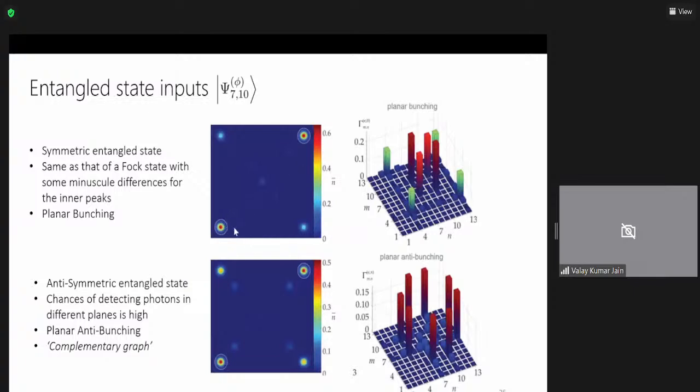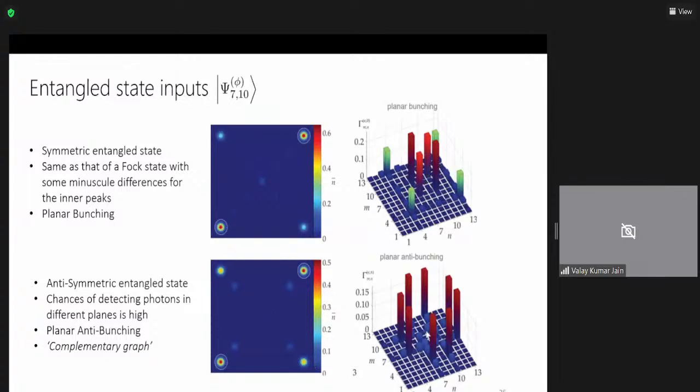And for anti-symmetric states, when I have anti-symmetry and insert them into this plane, they actually tend to go into the other plane. They want to jump into the other plane. This is planar anti-bunching. This is also what you expect in the generalized Hong-Ou-Mandel effect, that photons are now jumping to the other plane. And I want you to observe these two graphs very carefully.